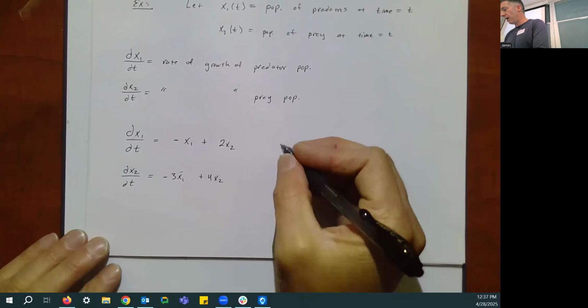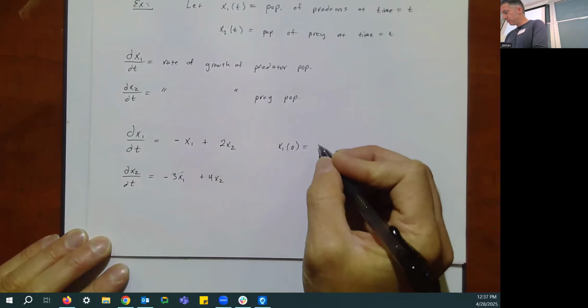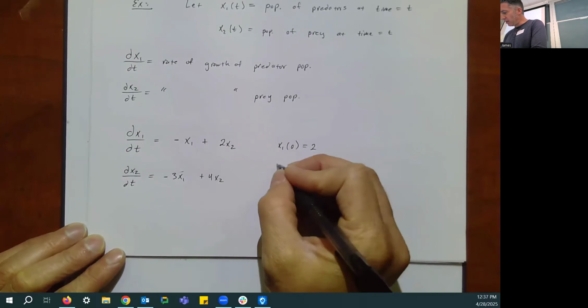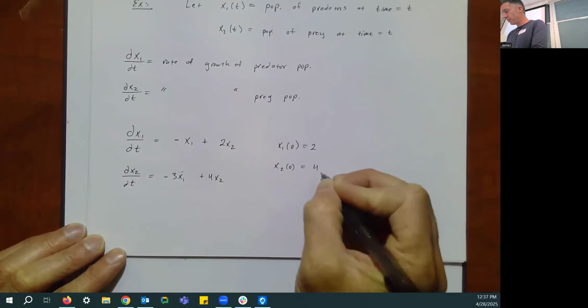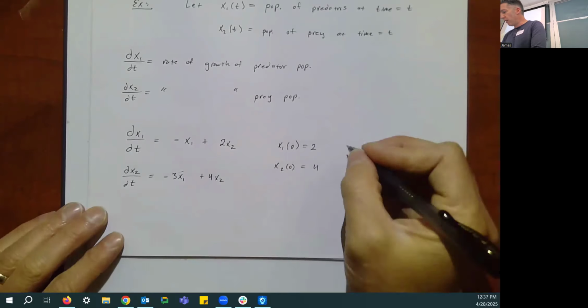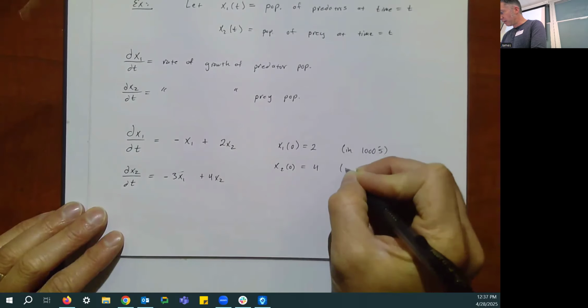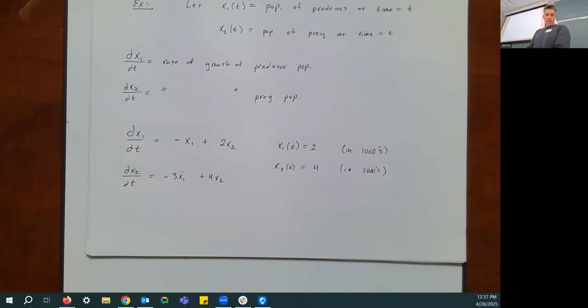We're also going to say that the initial population of wolves is 2, or maybe 2,000, and the initial population of deer is 4. Let's say in the thousands, just to make it seem slightly more realistic. All right, so now here's what we're going to do. We're going to solve this system of differential equations.